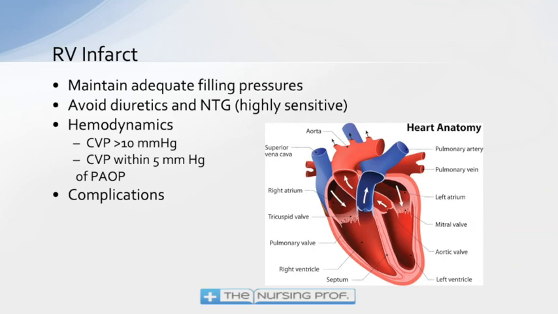Hemodynamically, you'd expect that the CVP is going to be greater than 10, and the CVP will be within 5 of the pulmonary artery occlusive pressure. Not usually like that.